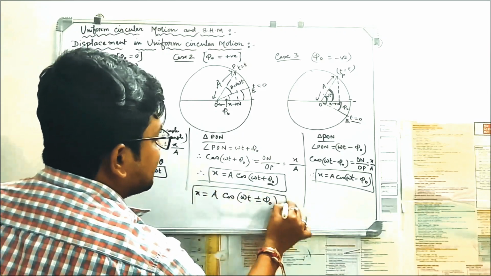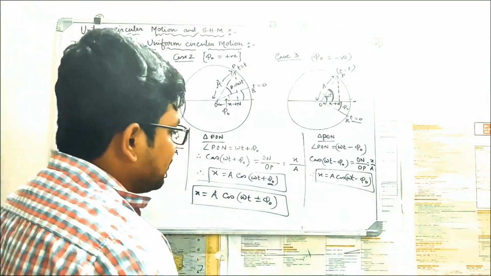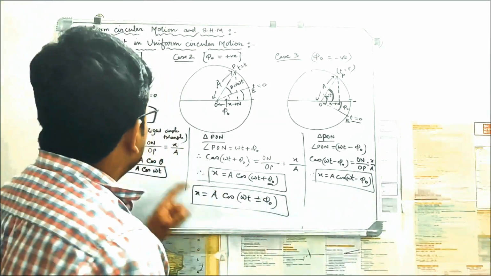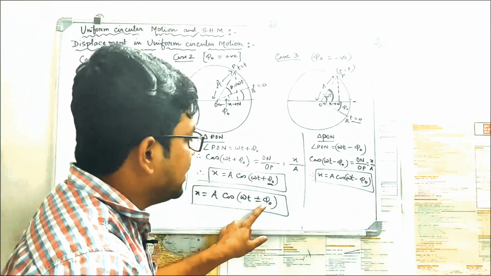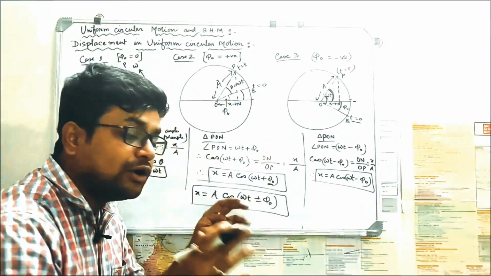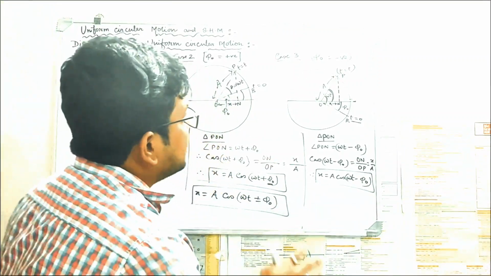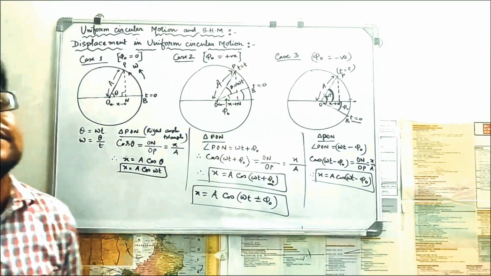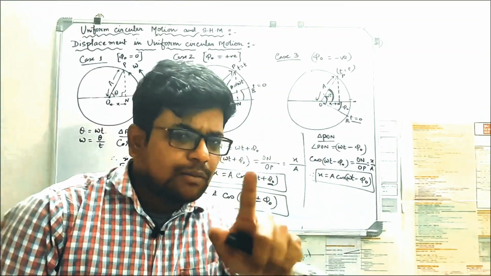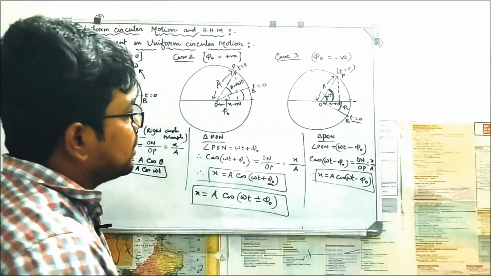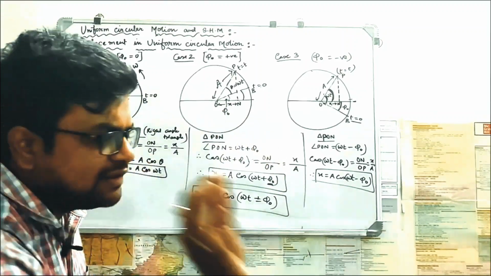This is the expression for displacement. Sometimes phi naught can be 0 for zero initial phase, sometimes phi naught can be positive, sometimes phi naught can be negative also. So therefore this is the overall expression of displacement for uniform circular motion. Okay, so I hope you understood, very easy concept.